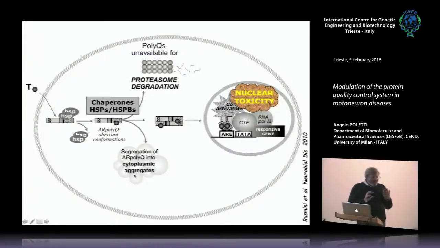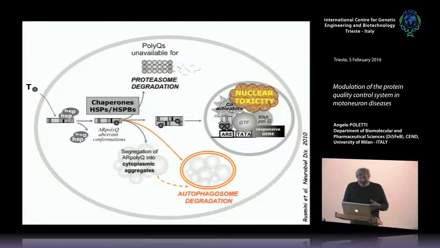So in this view, at least at the beginning, the cytoplasmic aggregates are protective because they allow the cells to have a proteasome that is still working, that is not blocked. But they have to be removed. They cannot stay there for the entire life. So now the autophagic system comes over and has to be able to remove these aggregates by engulfing them into the autophagosomes and removing them by clearance with the lysosomal enzymes.